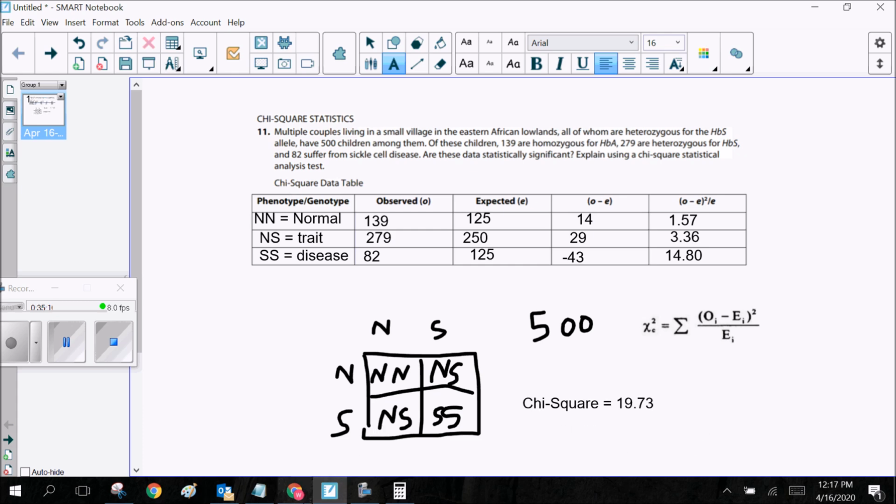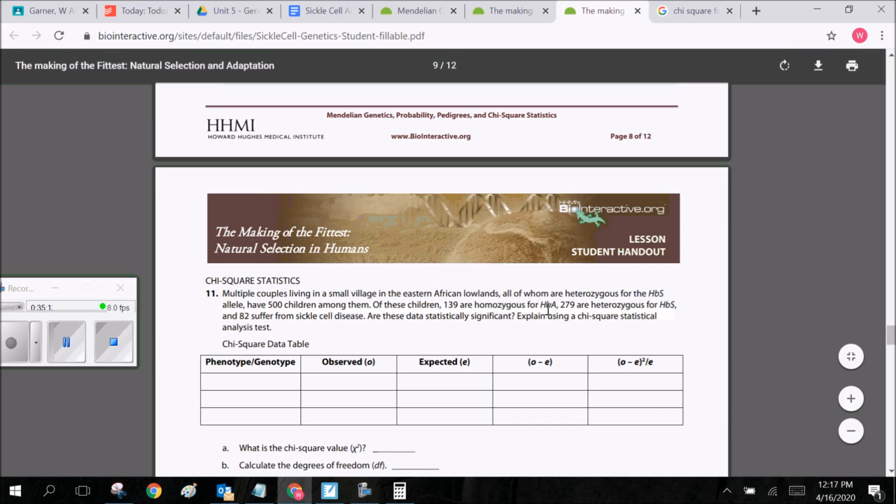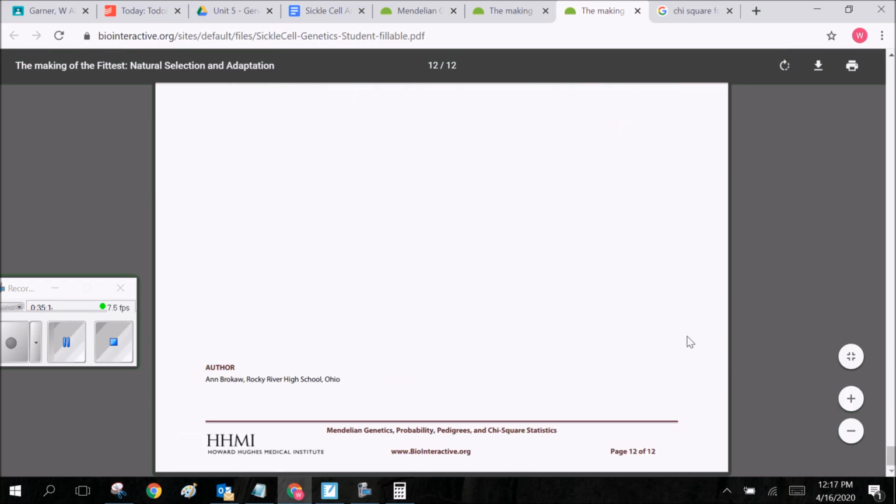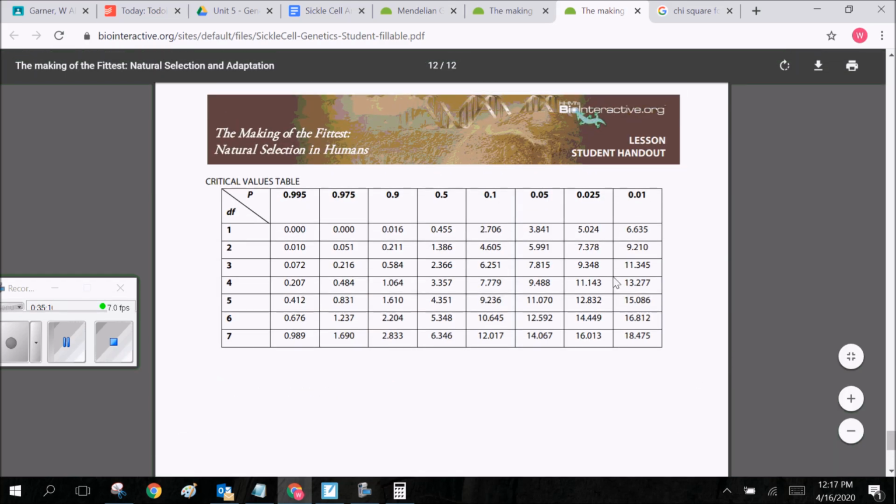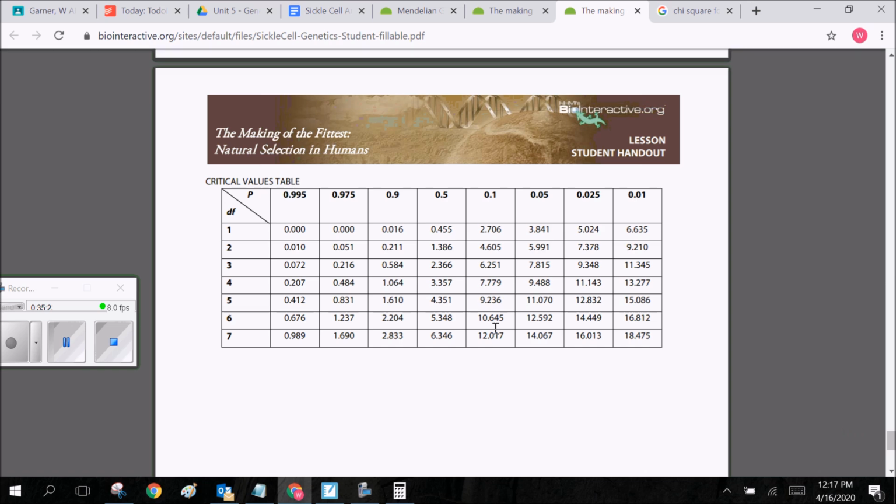Now what do I do with that? Well, now we have to compare that value to a table. It's called a critical values table, and it's provided in the PDF document that is going to be a part of your assignment. The critical values table is going to give us numbers that determine whether or not we have achieved a range of significance. What do I mean by that?